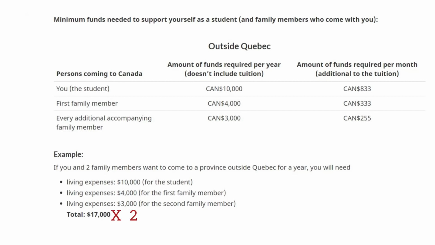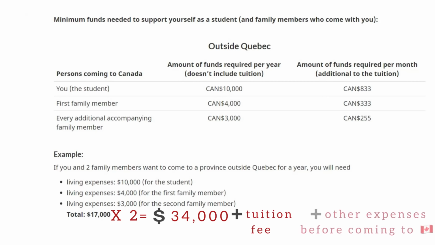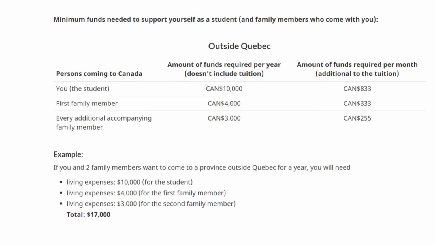Then multiply it by 2 since my program is for 2 years, which will result in 34,000 Canadian dollars for our living expenses. This living expenses doesn't include my tuition fee for the whole program and other expenses before landing in Canada, such as the plane tickets. So better include these in the total funds.